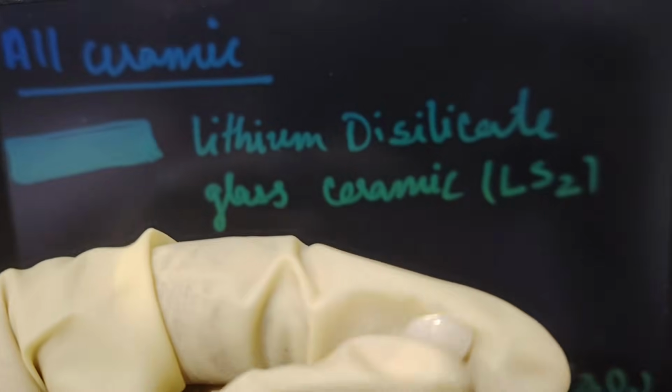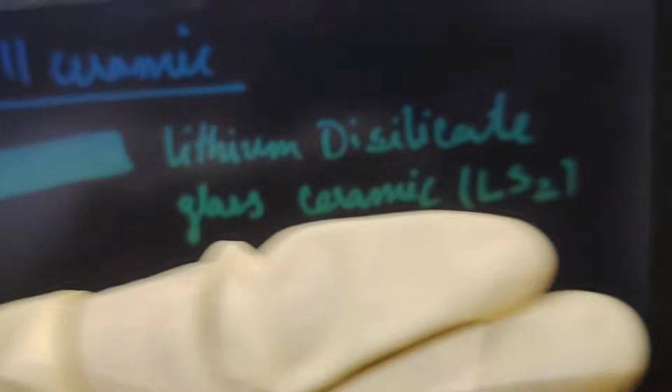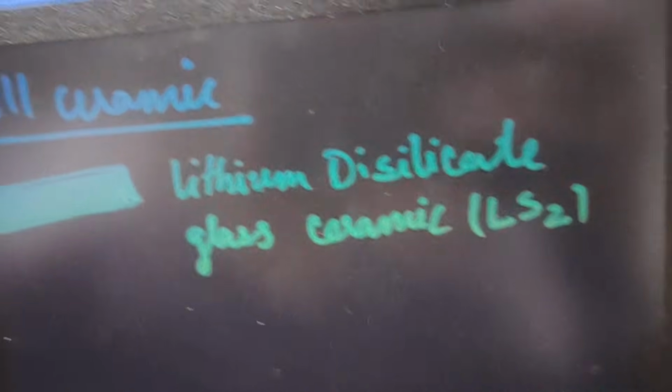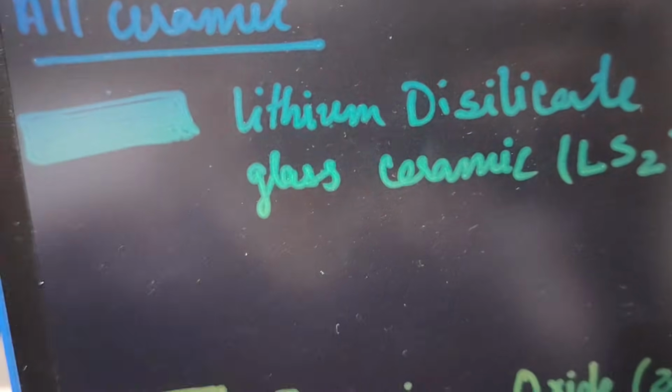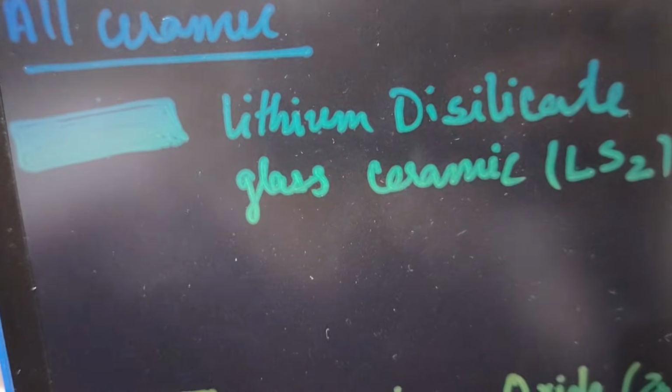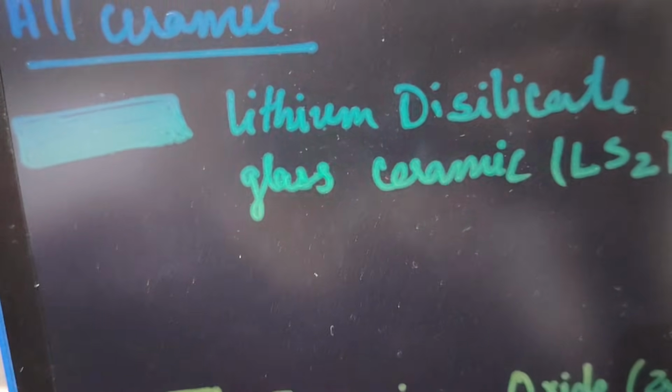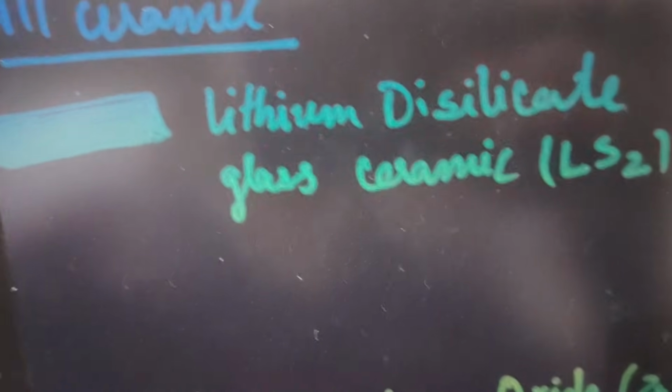Lithium disilicate glass ceramic can be used for a single crown like this. It has no metal, it is all ceramic material. There is no metal used, and it is used for a single tooth. It can be used for an implant abutment as well.